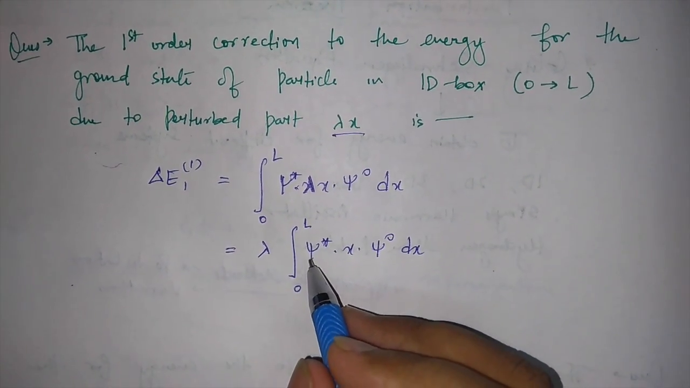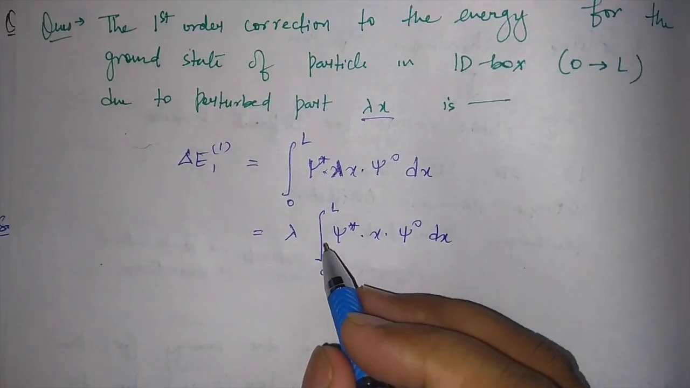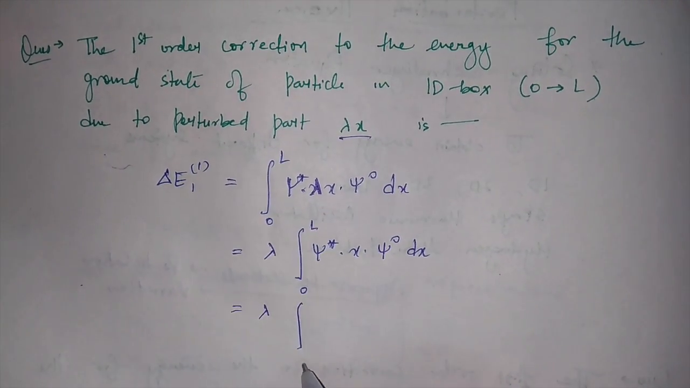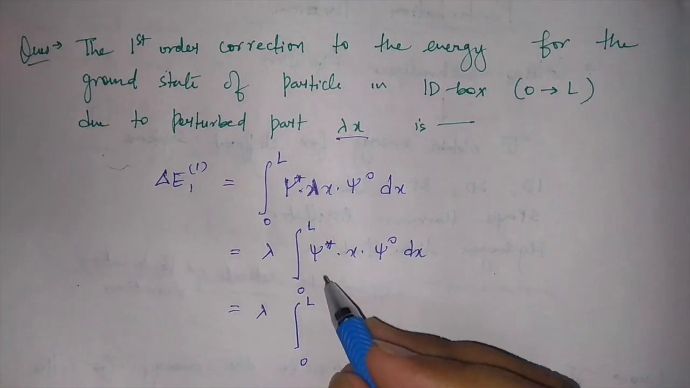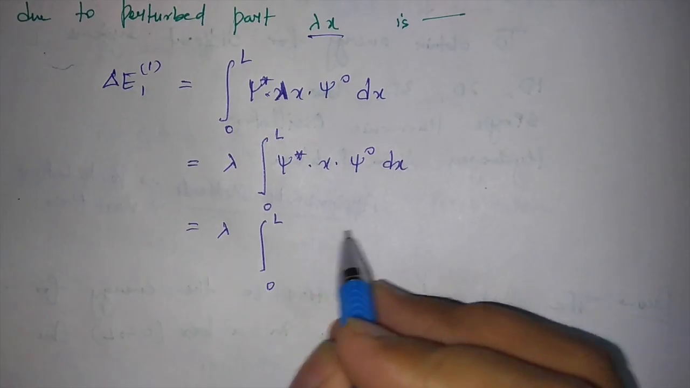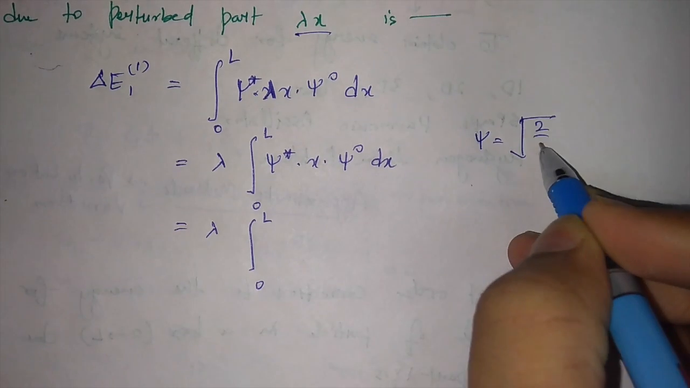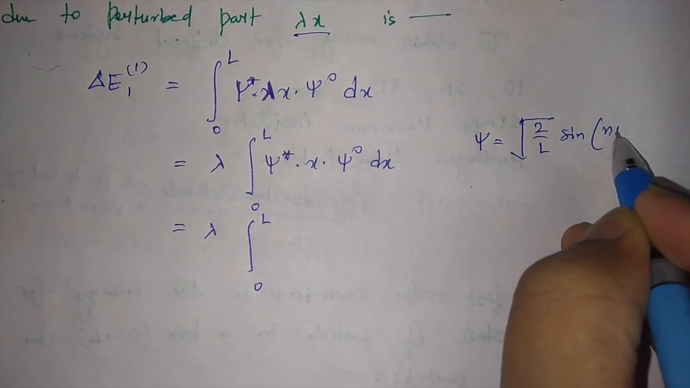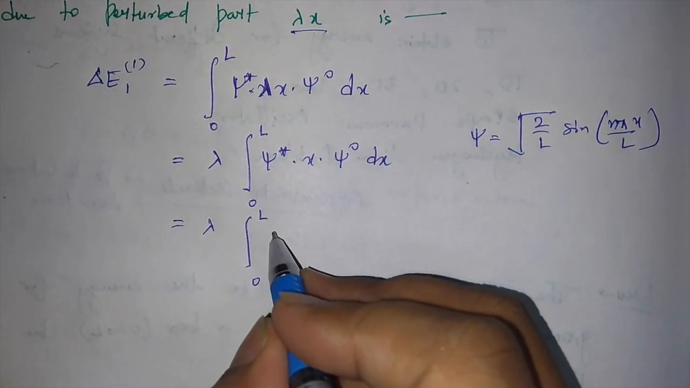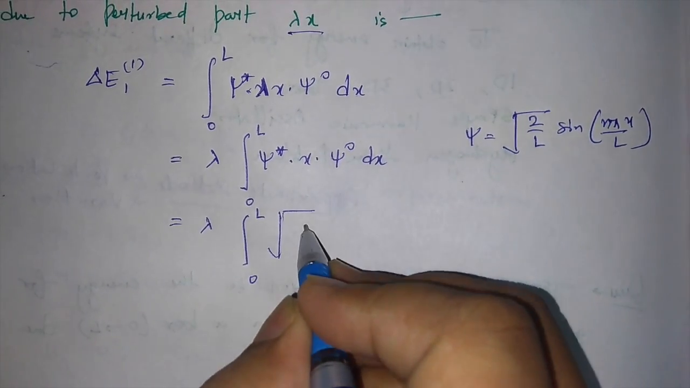Now you should know what the value of the wave function is for a particle in a one dimension box. So just try to put it in over here. So it will be lambda, integral from 0 to L, and the value of psi star is what? Your psi is given by psi equals under root 2 by L sine n pi x by L, right? So this is the value of psi, just put it over here. Psi star and psi both will be the same, so I'll just write it down.